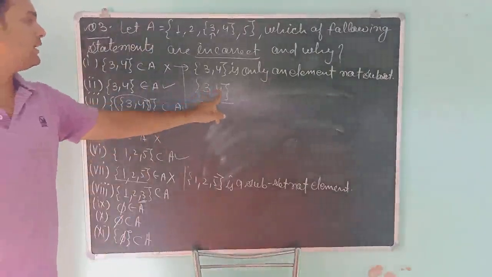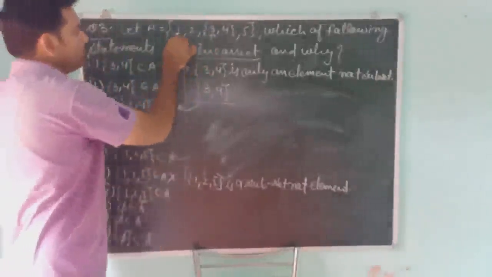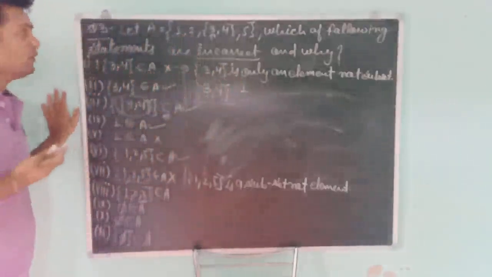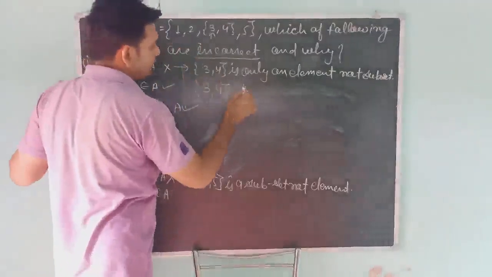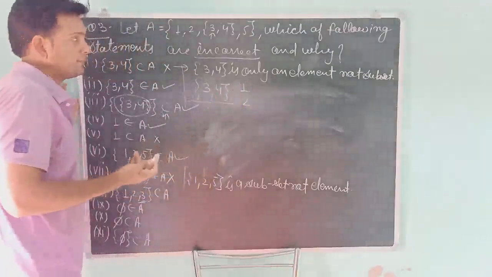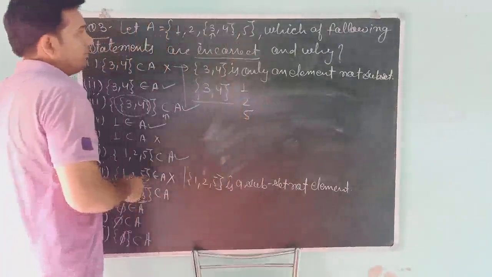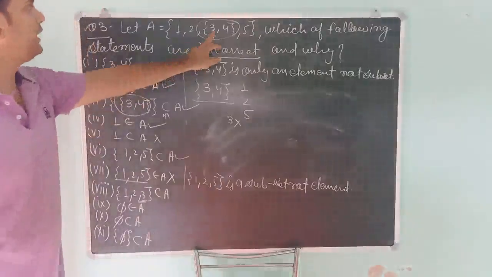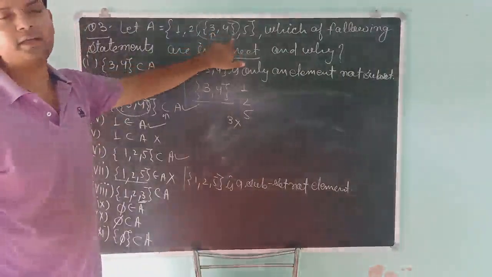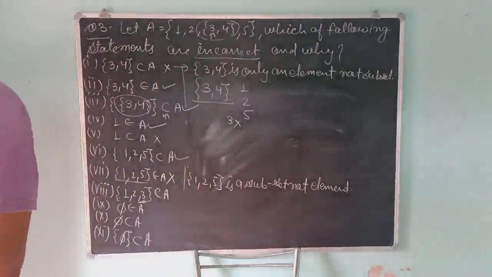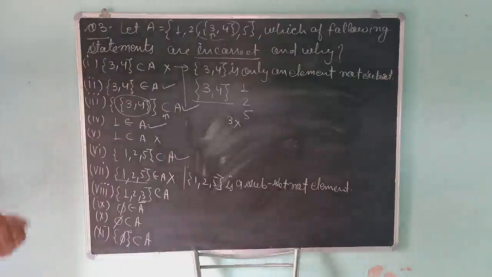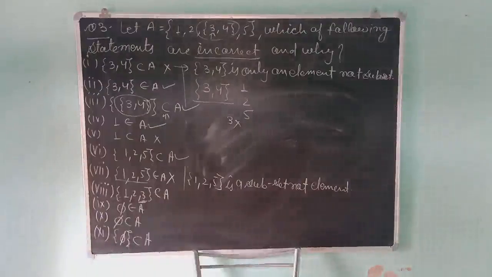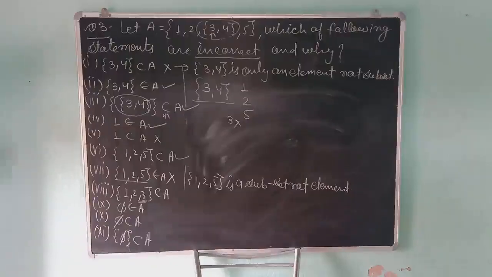You can't separate 3 and 4. Yes, you can separate 1, because this is already given separately. This is an element. 2 you can also write separately. 5 you can also write separately. But if you are writing only 3, this is wrong. 3 and 4 are already given in a bracket, so you can't separate these two numbers. If anywhere you have to write, then you will write both elements together within the set.